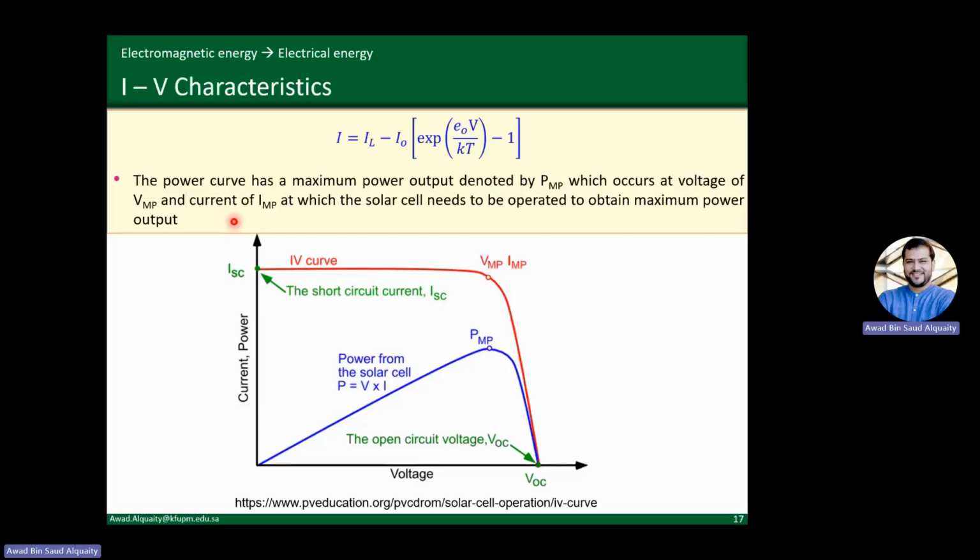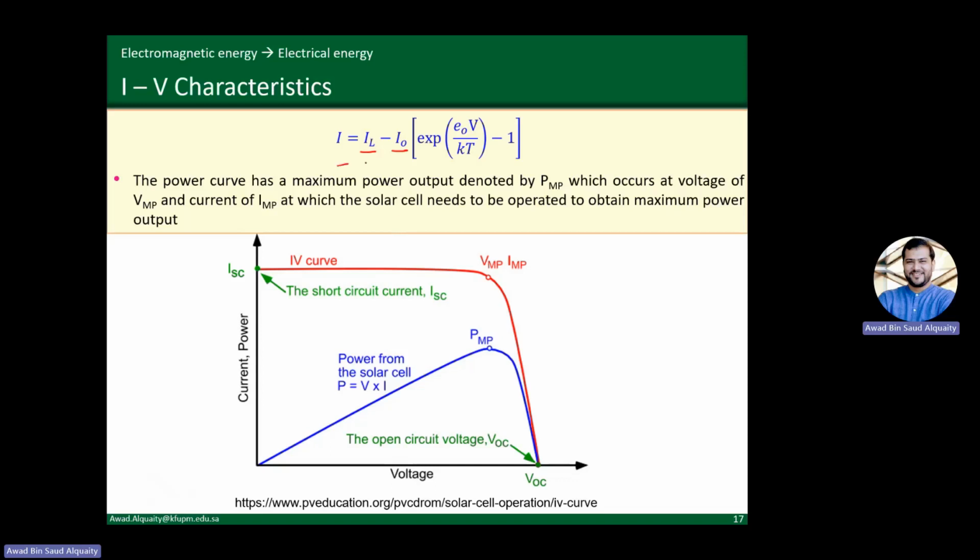So in the last class, we were talking about the current voltage characteristics and different kinds of currents, such as the light current and the reverse saturation current. Today, what we want to do is move ahead from there and talk about the current voltage curve, or current voltage characteristics, for a solar cell, and talk about the different parameters associated with it.